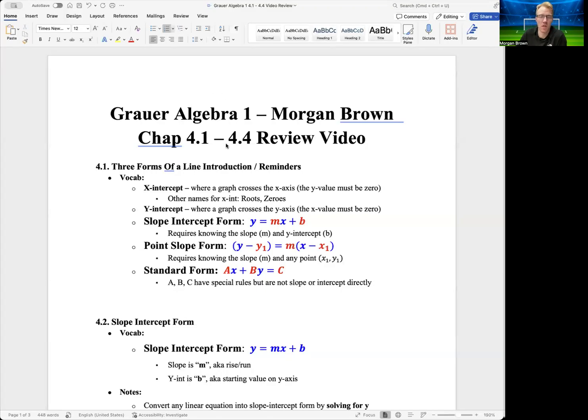Hi, Algebra 1 students. I know that a lot of you have shared that Chapter 4 is a little bit harder, and some of the topics on slope, intercept, standard form, and point-slope form of a line are confusing, and you feel like you don't have enough time to learn it, or it made sense in class, but then when you tried the homework, it was confusing.